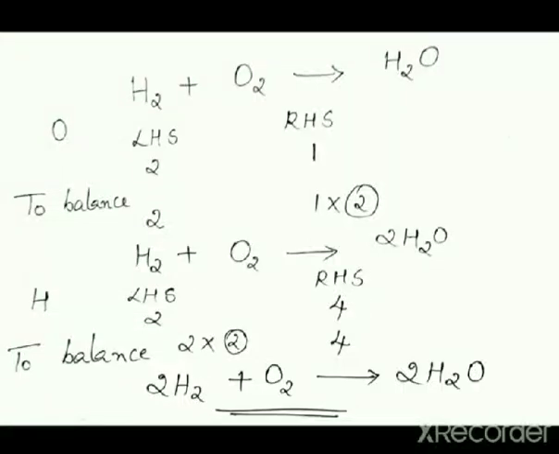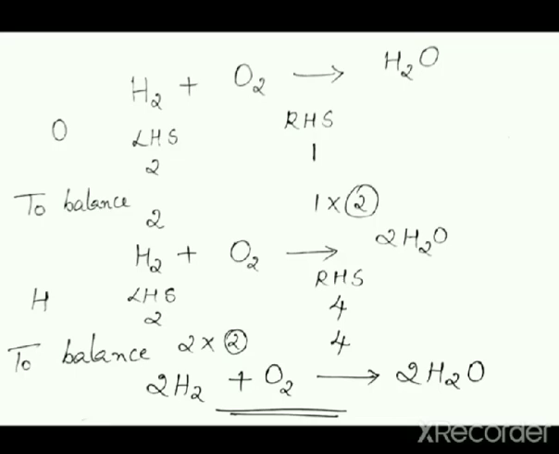Next we shall see how to convert this skeletal equation into a balanced chemical equation. Balanced chemical equation means that the equation will be having the same number of atoms of each element on both sides of the equation. So here in this case you start with the skeletal equation, which is H2 plus O2 gives H2O.